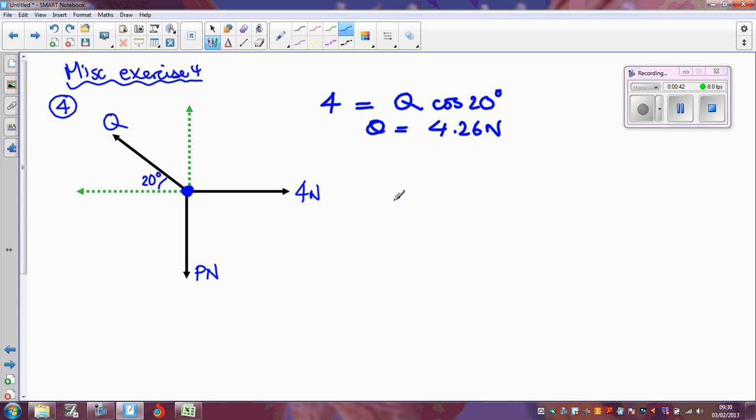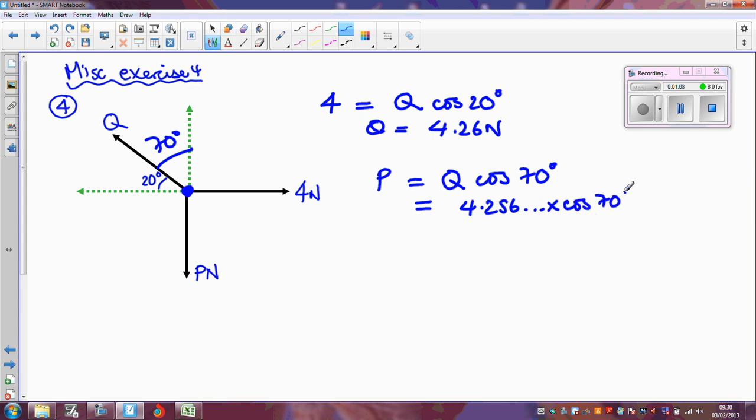newtons. If we now do the same in an up-down direction, acting downwards we have P, and acting upwards we're going to have the component of Q in an upward direction. Well, that's Q. This angle here is going to be 70 degrees, so it's going to be Q cos 70 degrees. Now, if you use the exact value for Q that you've just calculated, that was actually 4.256 originally, multiply that by cos 70 degrees, you end up with P, and P comes out as 1.46 newtons.